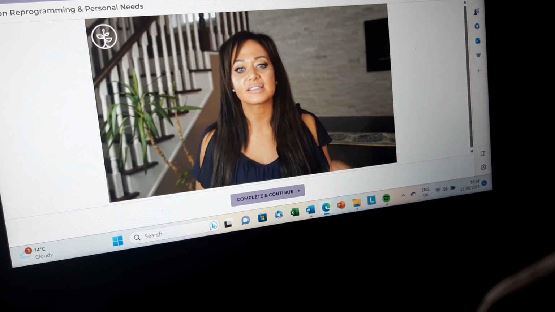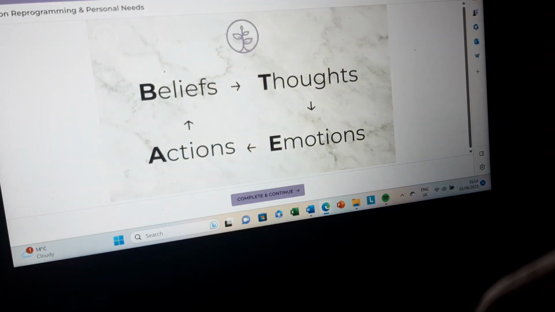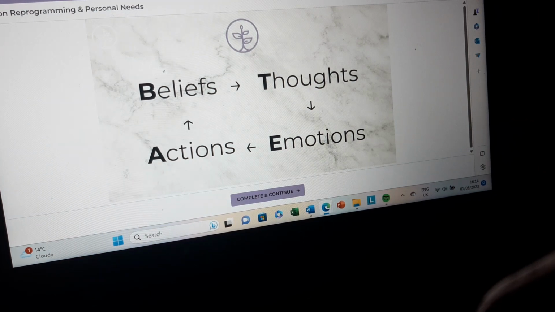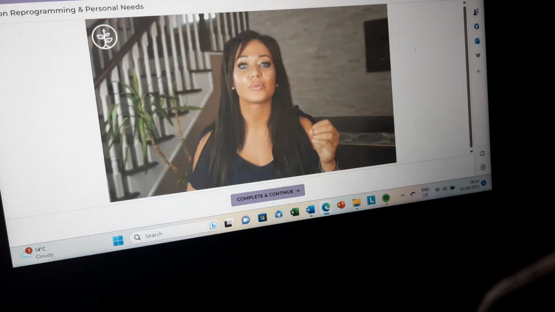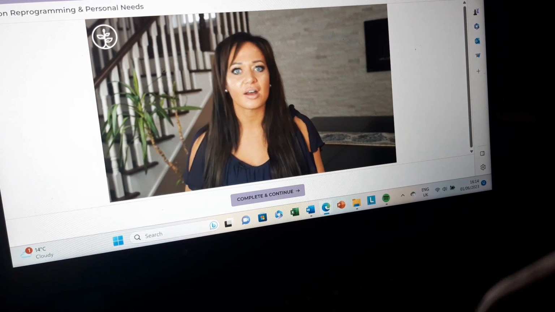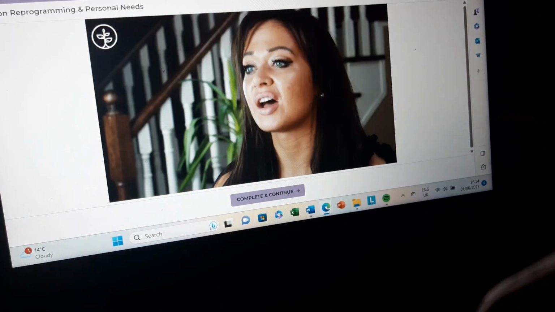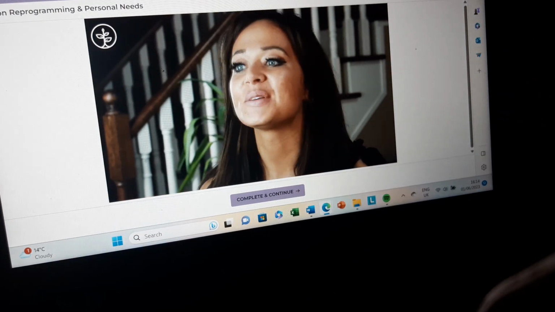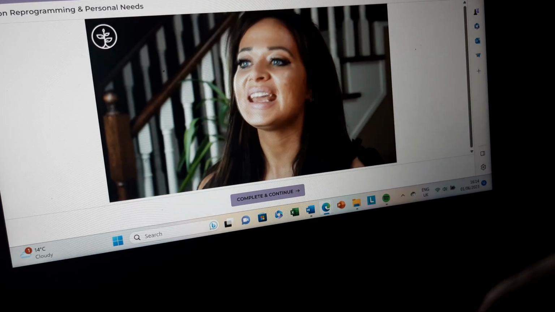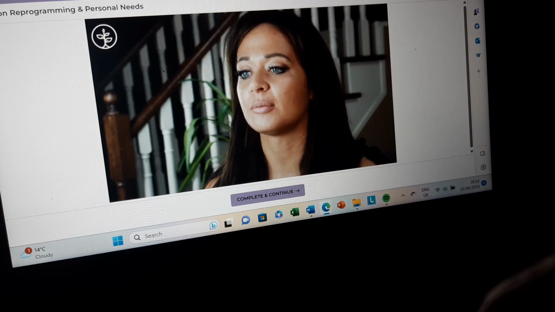So remember, back to that equation, we talk about the BTEA, and we've touched on our beliefs now, and have done some exercises around belief reprogramming. We've touched on the thoughts and how to do some thought reprogramming in real time. We've talked a lot about emotions and the purpose of emotions and what we can do with them. And now we're going to talk about our actions for a moment.